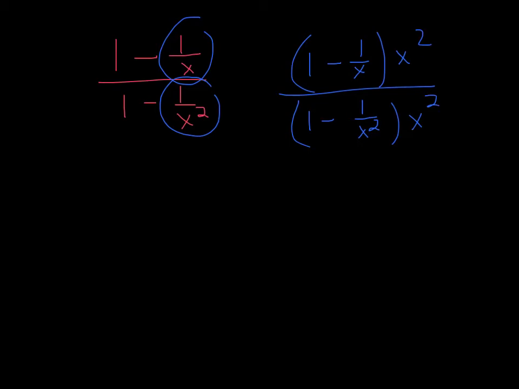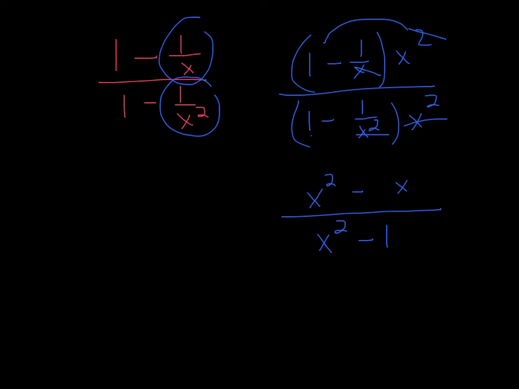So now we distribute. So x squared times 1 is x squared. And then x squared times 1 over x, your x's cancel, right? So you're left with minus 1x, or just minus x, right? Okay, and then on the bottom, x squared times 1 is x squared, and then your x squareds cancel, and you get x squared minus 1. All right? Now, here we can actually factor. So now we can factor, right?